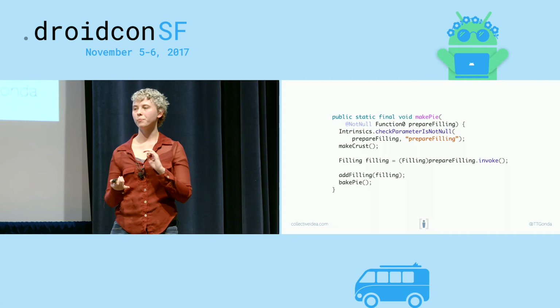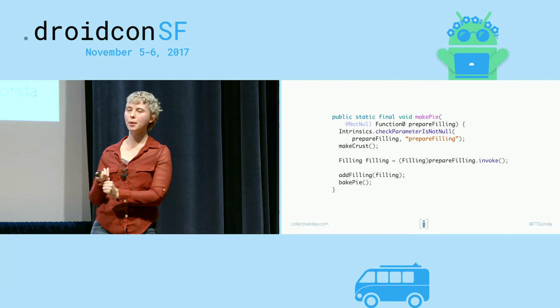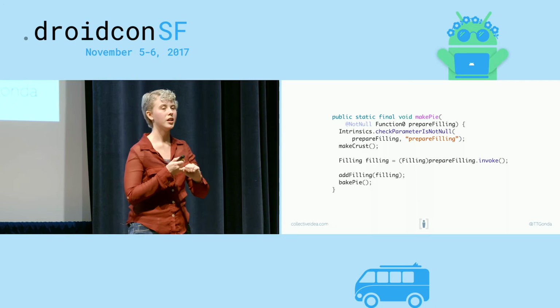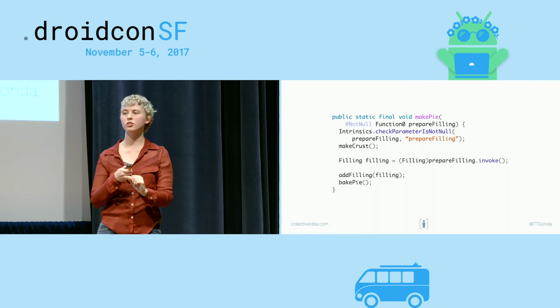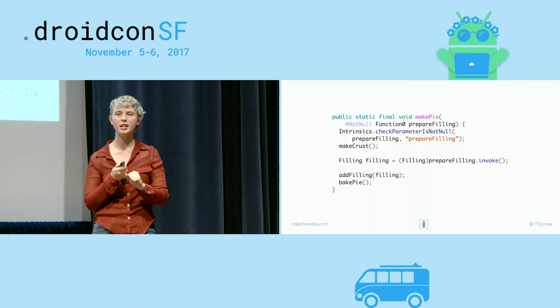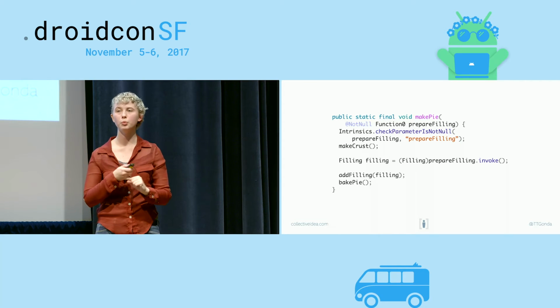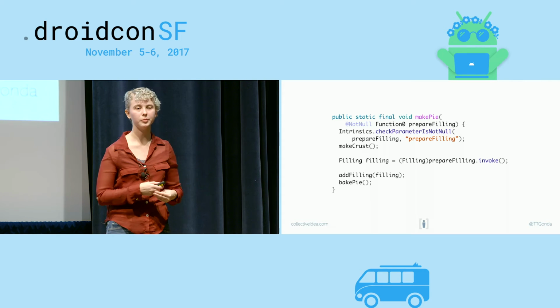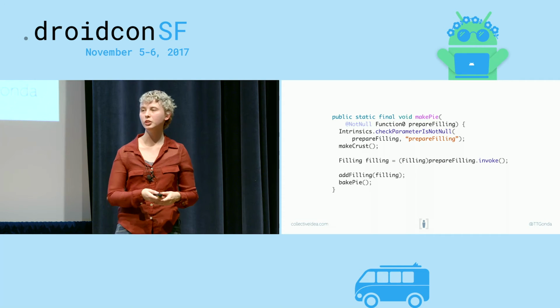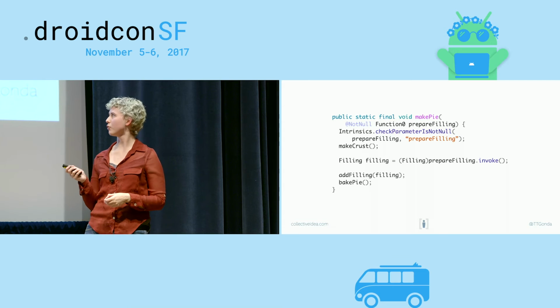We have our check that the parameter is not null. We've seen that before. We're making the crust. And then the next line is what we want to look at right now. It's doing prepare filling and then calling .invoke on it in order to perform that operation. And then the rest is what we've already seen. Cool. So how might we call this function?